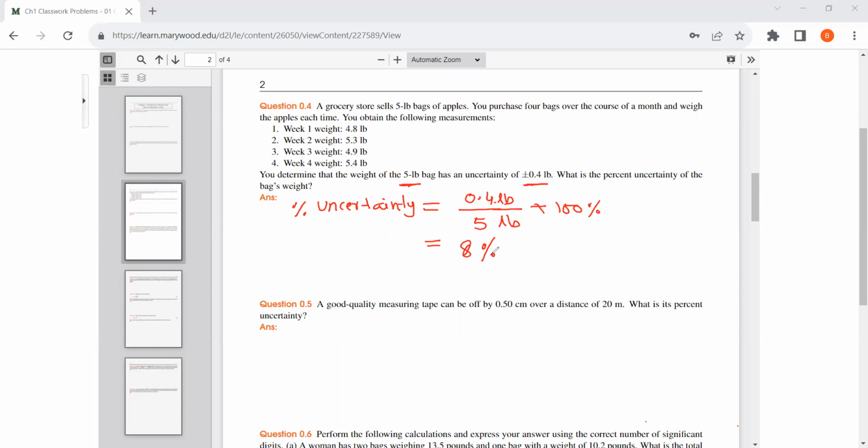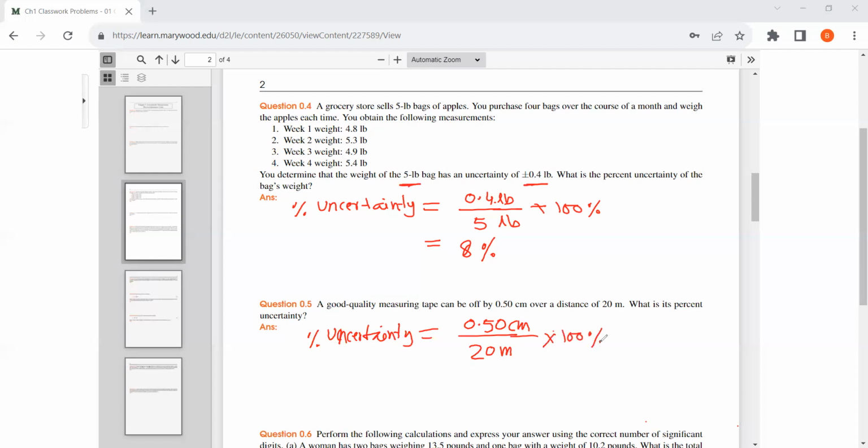The next question is exactly the same. Here it also asks us to calculate the percent uncertainty. So let's do it again. The percent uncertainty is the uncertainty over the central value. A good quality measuring tape can be off by this many centimeters over a distance of 20 meters. So 20 meters is the central value here, and the uncertainty is the amount it can be off by, this many centimeters. This is the uncertainty, times 100%.